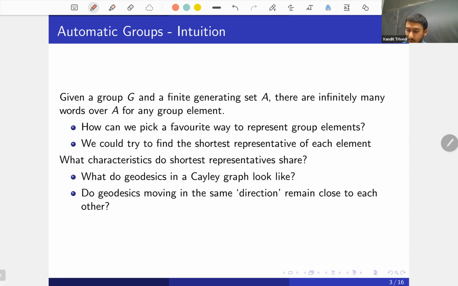We'll look, instead of just words, at the Cayley graph of a group with respect to some generating set. Corresponding to a word, that word traces out a path in the Cayley graph. So we could ask, what do paths that correspond to shortest representatives, or geodesics, look like for a given group? Another question we might want to look at is, do geodesics moving in roughly the same direction stay close to each other? That's something we'll make precise when we look at the definition of automatic groups. But before we do that, we're going to look at these questions in a few examples.